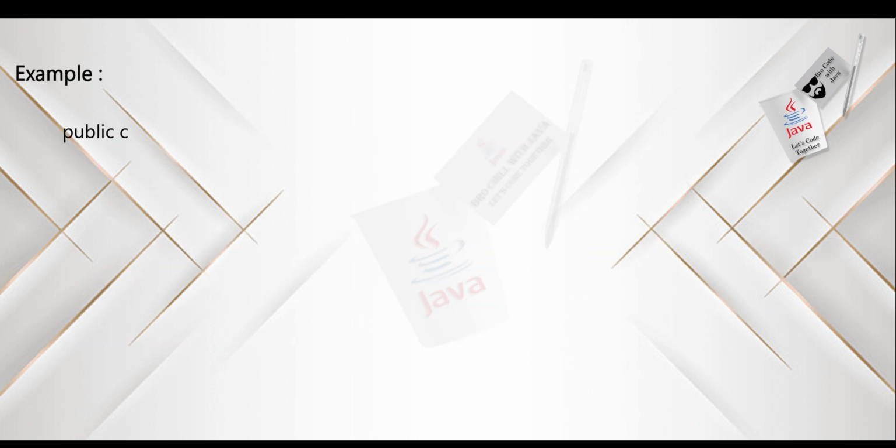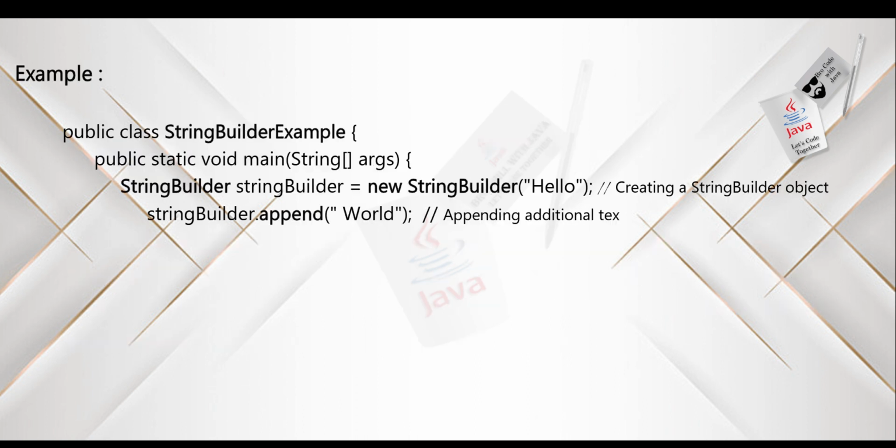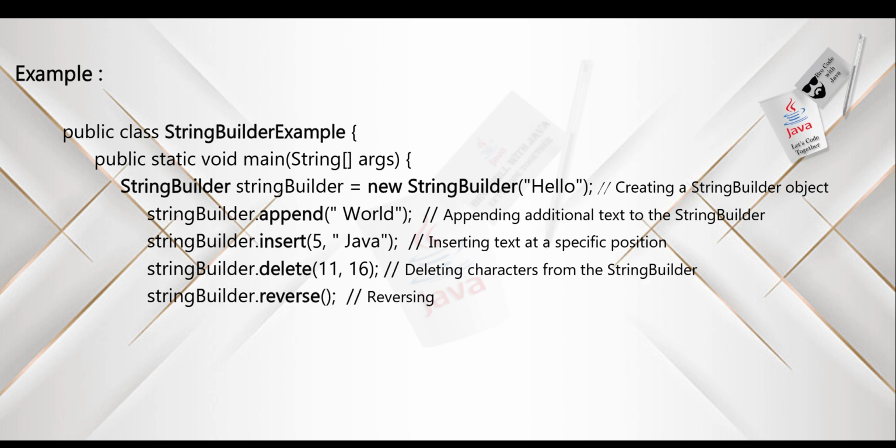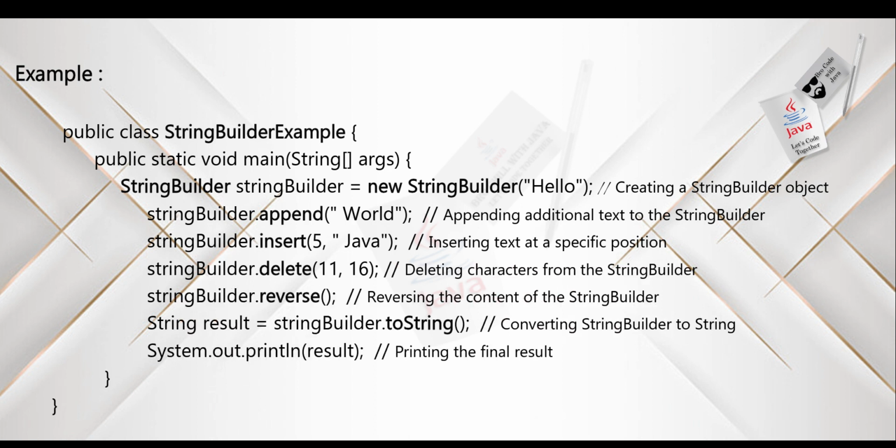In this example, we start by creating an object for StringBuilder containing the text, hello. Here we use the method append world to it, resulting in hello world. Here we use the method insert Java at position 5, resulting in hello Java world.